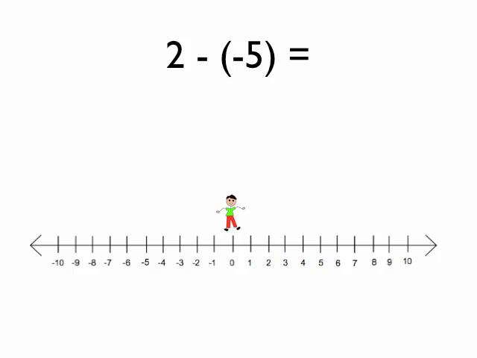Well, we'll use a number line model once again. In this case now, we're going to start walking 2 steps forward in the positive direction. And then, because it's a subtraction sign, we're going to walk backwards, but we're going to walk backwards facing the negative direction as indicated by the -5, and we'll walk backwards 5 steps. So 2 minus -5 is equal to 7.